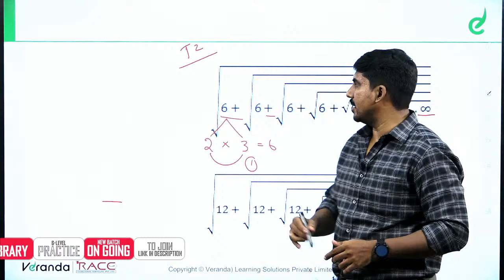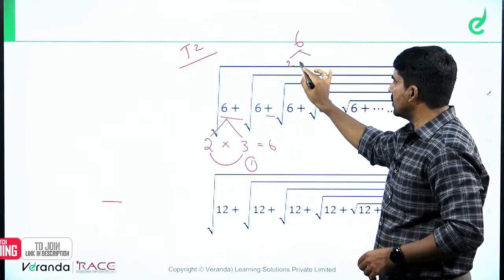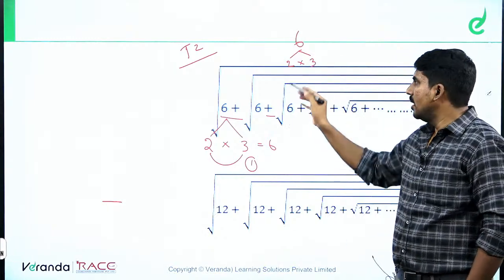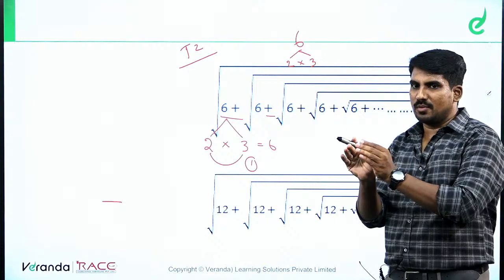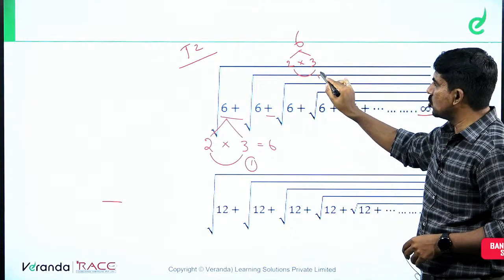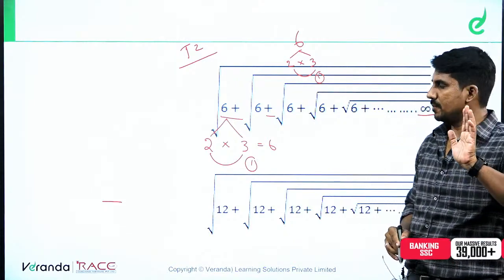So, what is the shortcut? 6 is the number given. Product of 2 and 3 is what? 6. Product of 2 and 3 is 6. Then what is the condition? The two numbers we choose for the multiplication, their difference should be 1. That is the condition. Right?